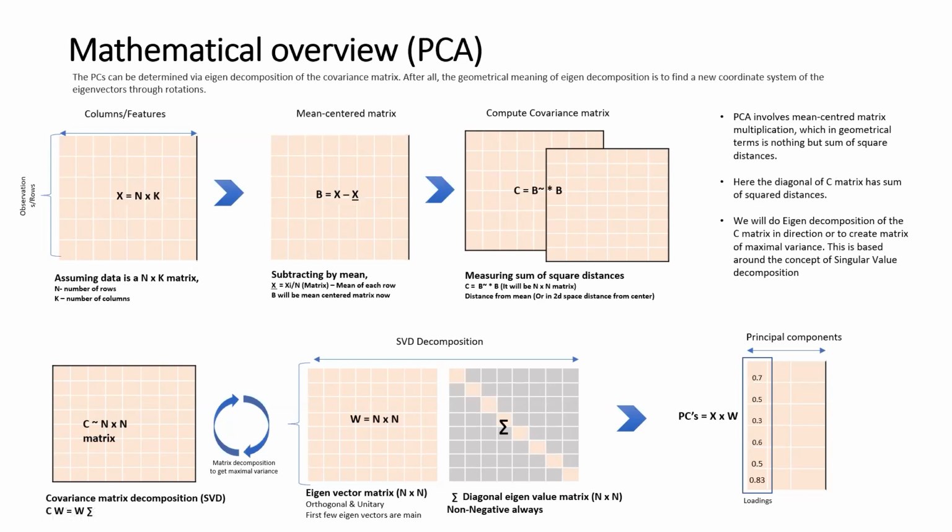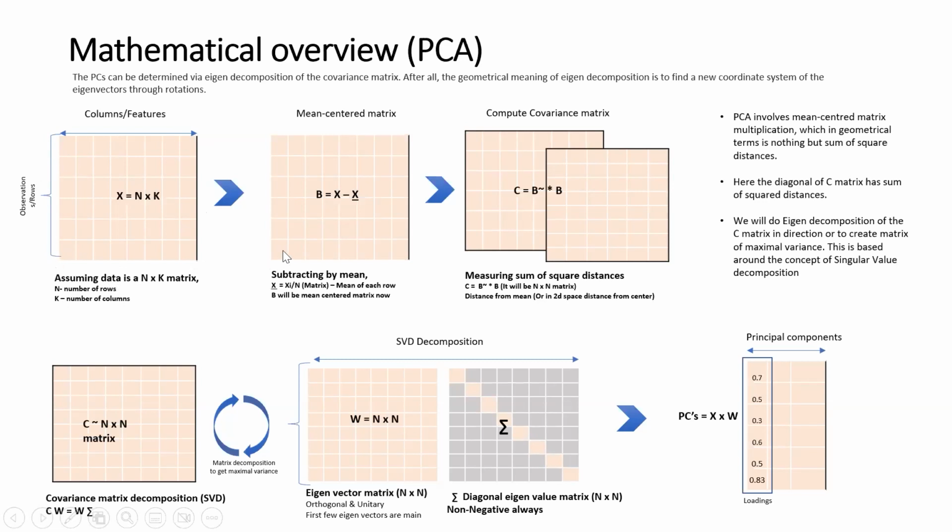After all, the geometrical meaning of eigen decomposition is to find a new coordinate system of eigenvectors through rotations. As we were seeing in the previous slide, the rotation of that particular best fit line was telling us where it should stop and where the maxima is attained, and that is the point where a component is created. Now let's assume for an example we have data which is an n cross k matrix, where n is the number of rows and k is the number of columns.